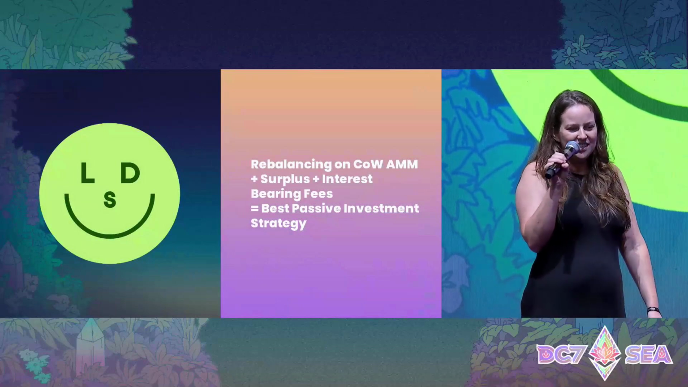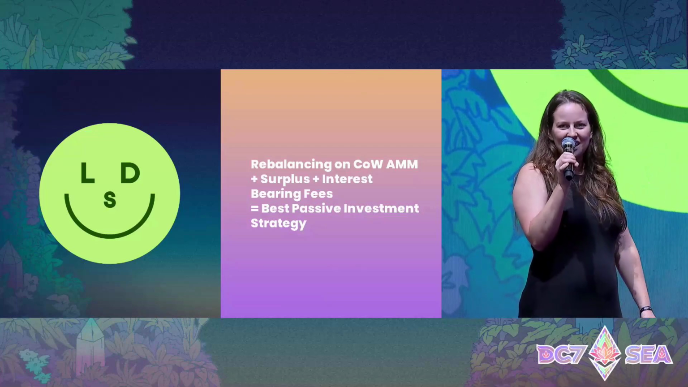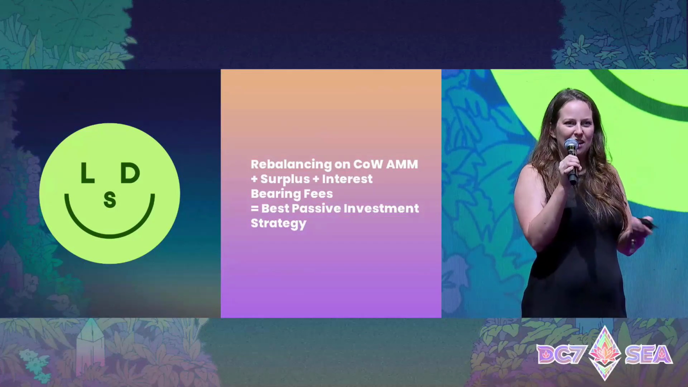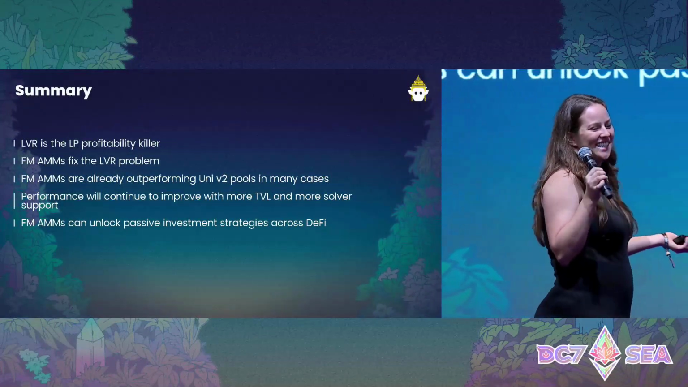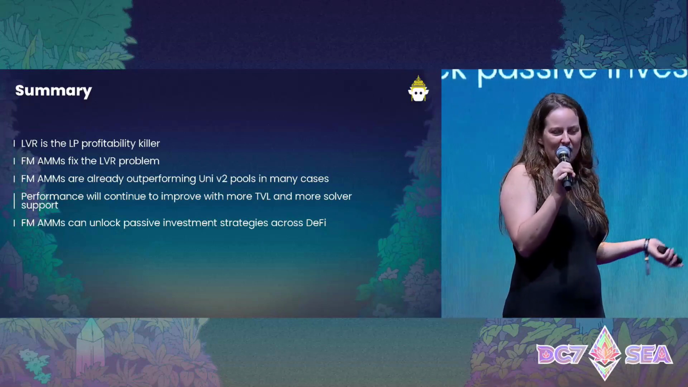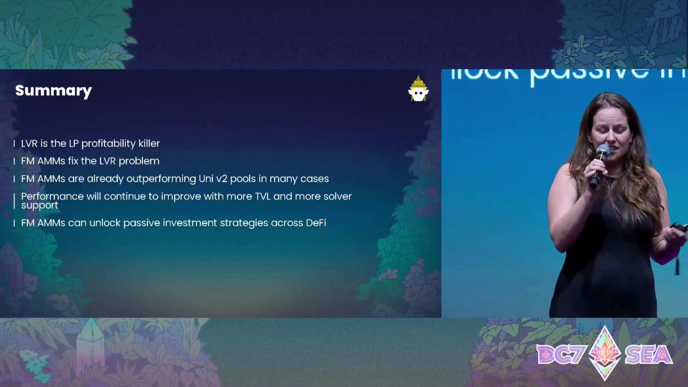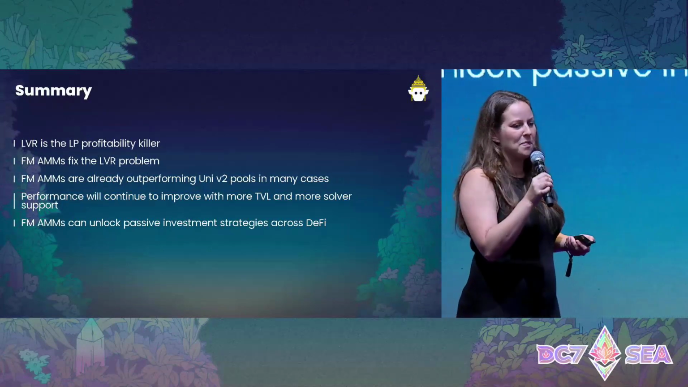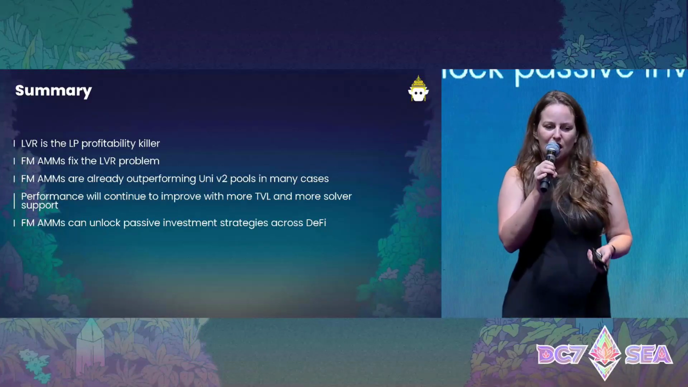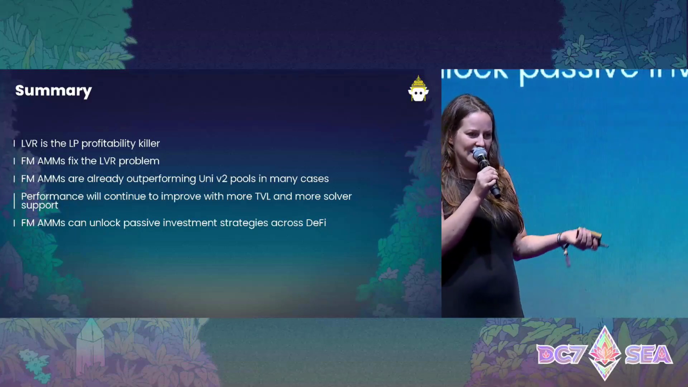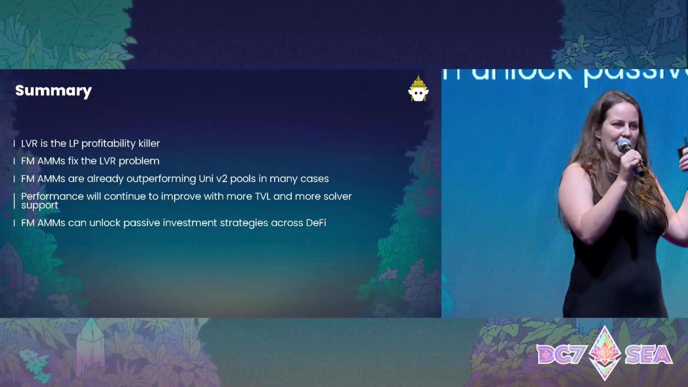So rebalancing on CoW AMM, plus generating surplus, and leveraging interest-bearing tokens is essentially a little bit like providing liquidity on LSD. The summary is, LVR today is the reason why liquidity provision doesn't work well. We can fix this now with a function maximizing AMM. And the current implementation of it, CoW AMM, is already outperforming UniV2 in 50% of the cases. And the performance will increase as there's going to be more solver support and as the TVL will grow.